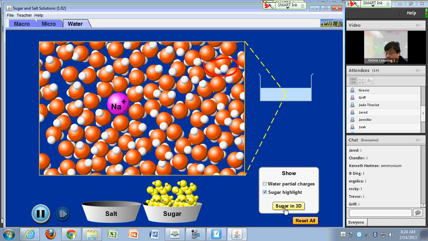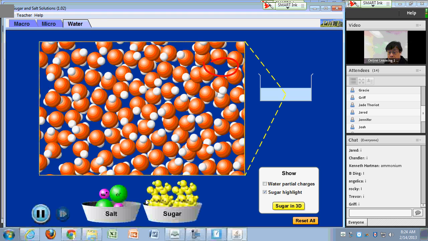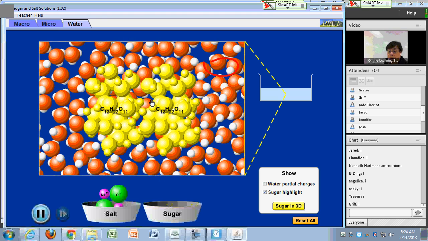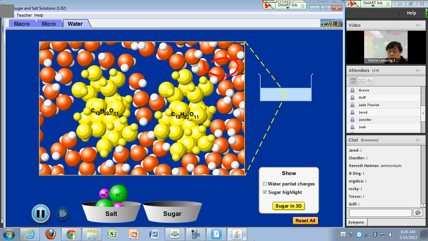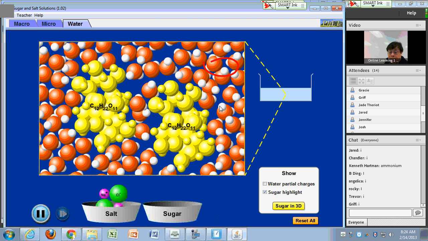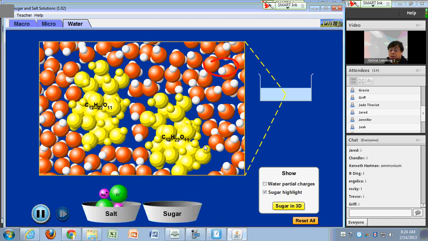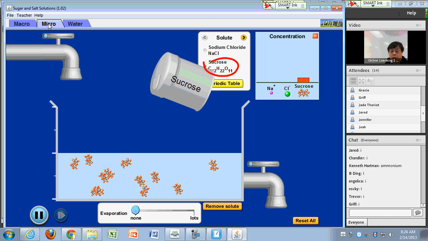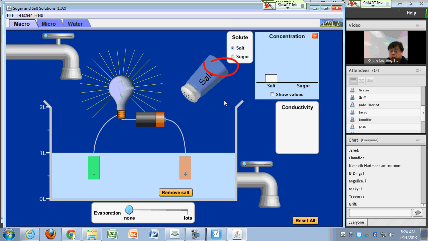I'm going to reset this, and I'm going to add some sucrose molecules, sugar molecules, in my water, and you'll notice the molecules remain intact. Each molecule is surrounded by water molecules. That explains why salt is a good electrical conductor, but sugar is not.